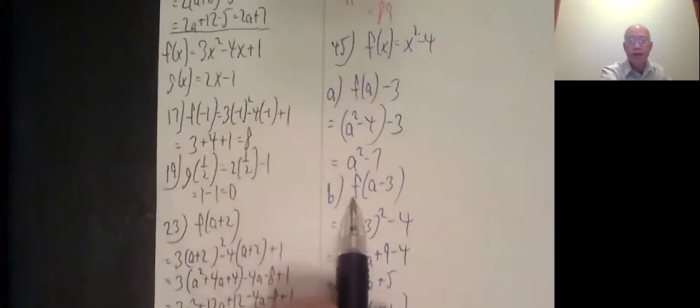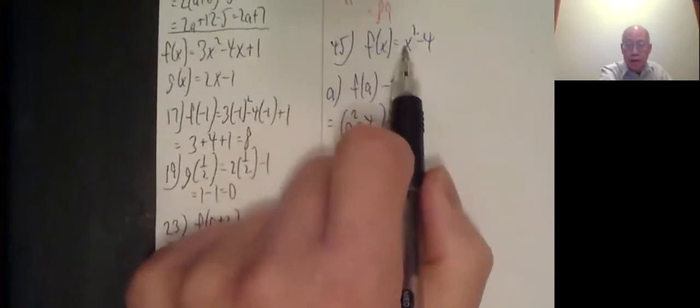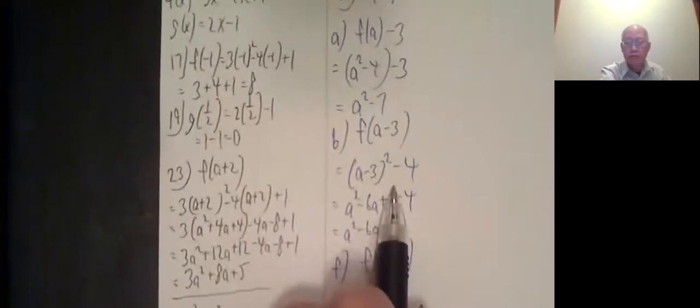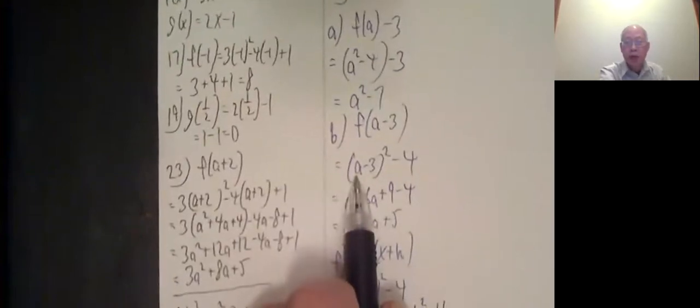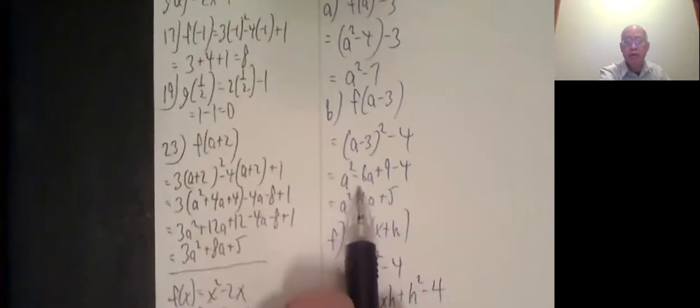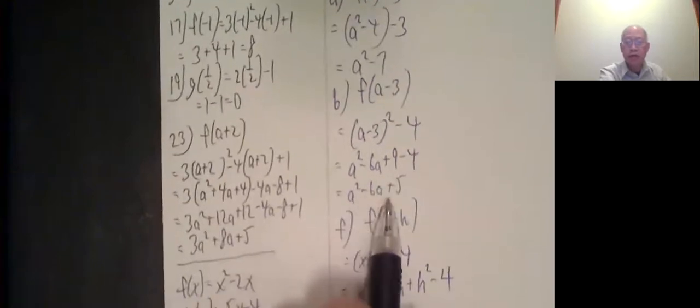Written like this, f of a minus 3 means that whole expression a minus 3 goes into this x as parentheses. So a minus 3 squared minus 4. Okay, and multiply out a minus 3 squared. A minus 3 times a minus 3 comes out to be a squared minus 6a plus 9 minus 4. A squared minus 6a plus 5.